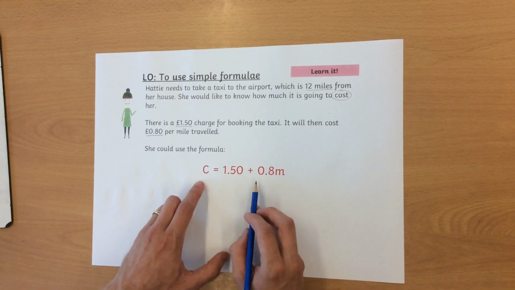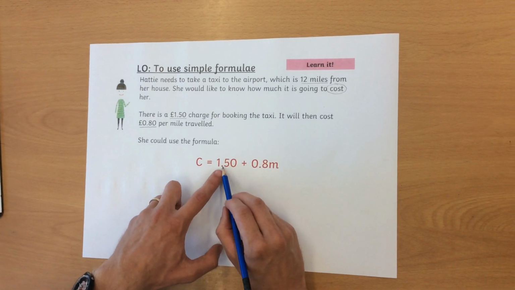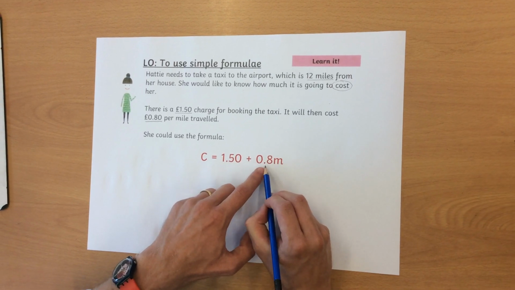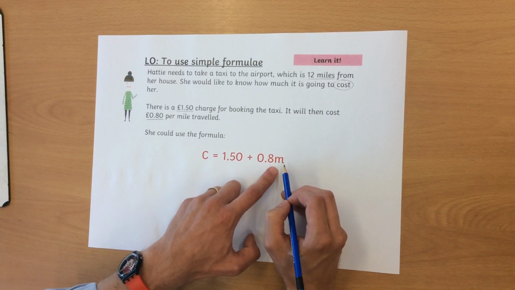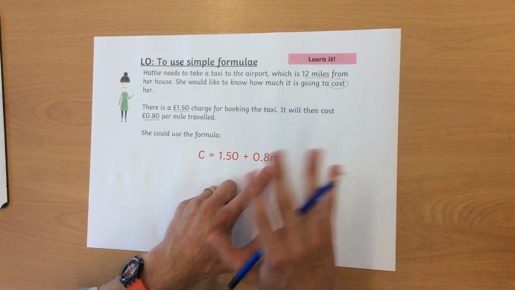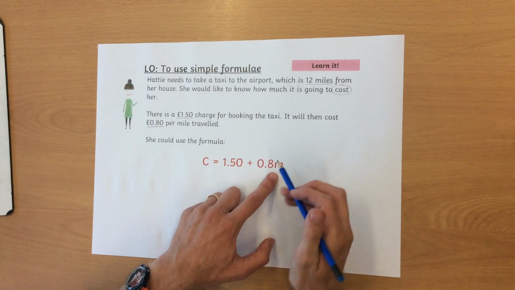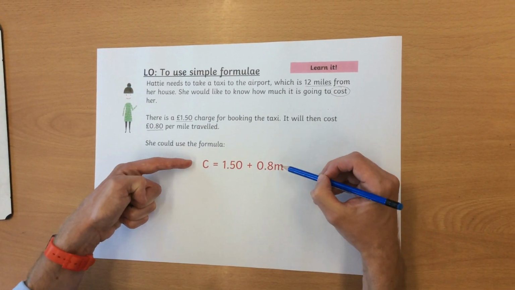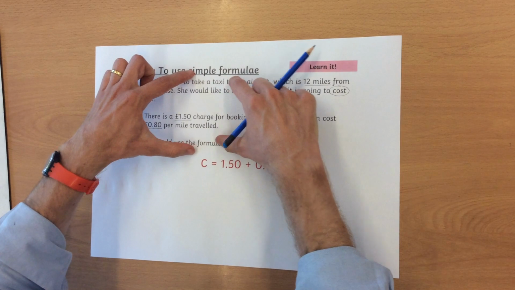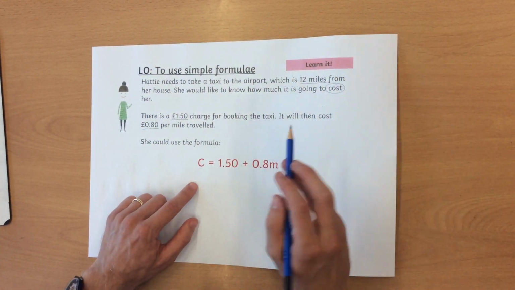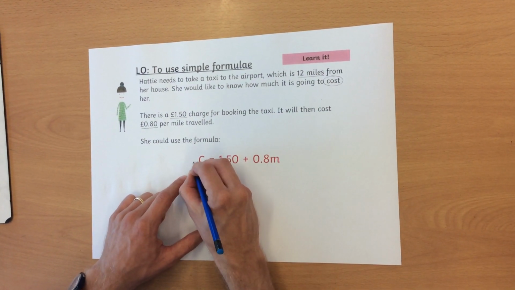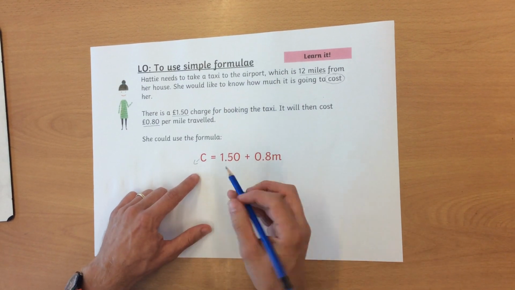So what does this mean then? First of all, C equals 1.50 plus 0.8m. Now already you might be thinking, oh my gosh, I'm slightly confused by this, but don't worry, you know maths is all about spotting those patterns. What is the pattern here between this formula and all this information we discovered? Well, let's have a look first of all at C. What does C mean? What is C? Why have they picked C as a letter?